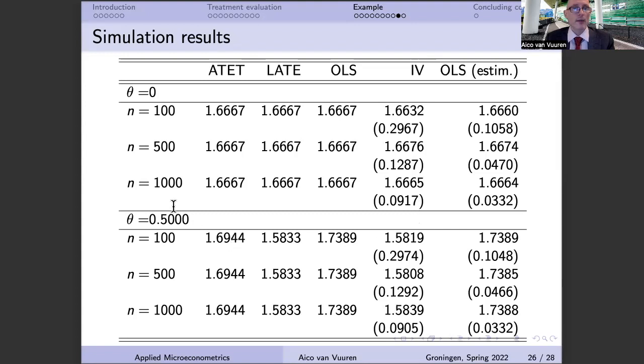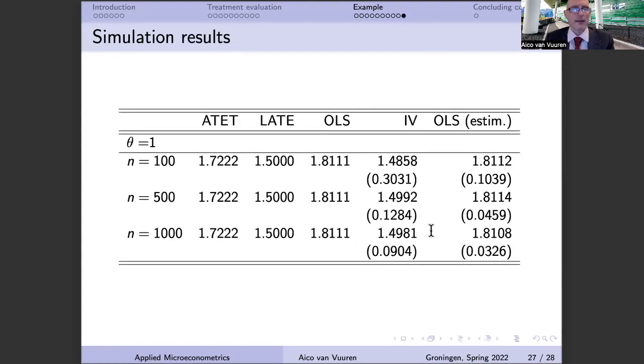Well, then when we look at theta equal to 1/2, we get the opposite situation. Ordinary least squares overestimates the average treatment effect among the treated, as I have explained in the pictures, and LATE is going to underestimate it. Again, this is quite in line with what we find from our estimations. And finally, when theta is equal to 1, we actually see that the differences become even more severe.